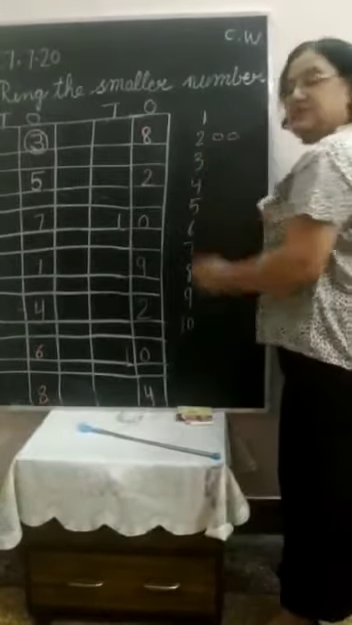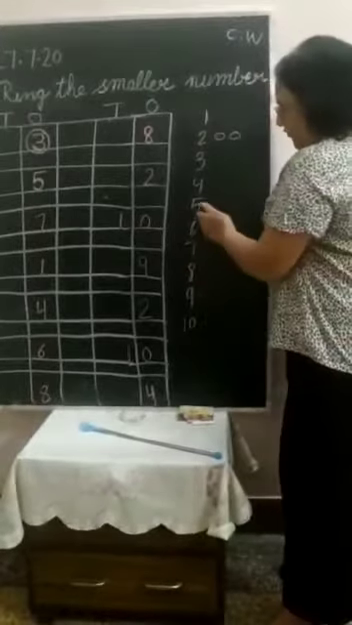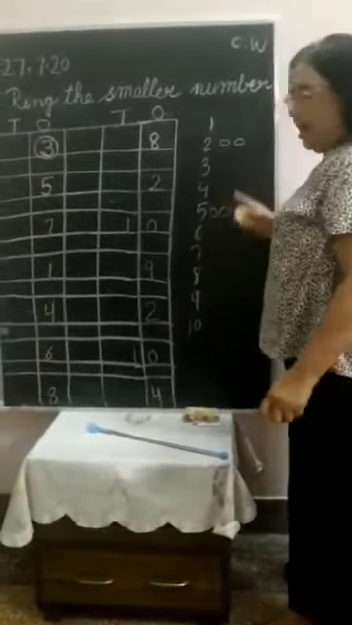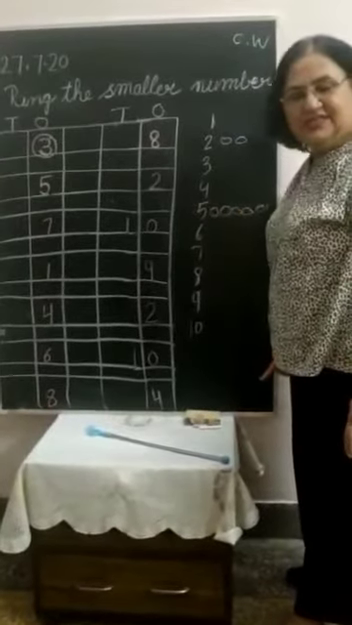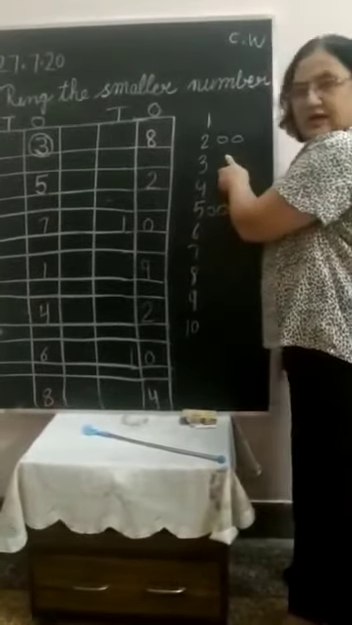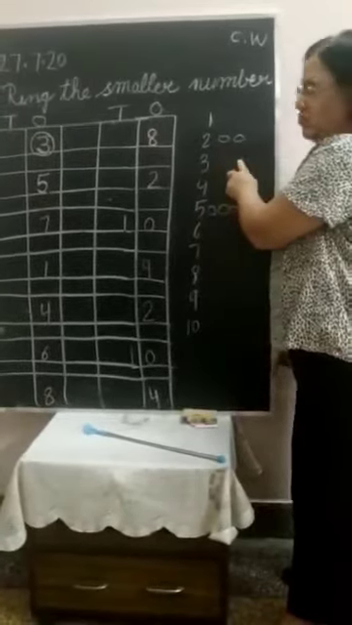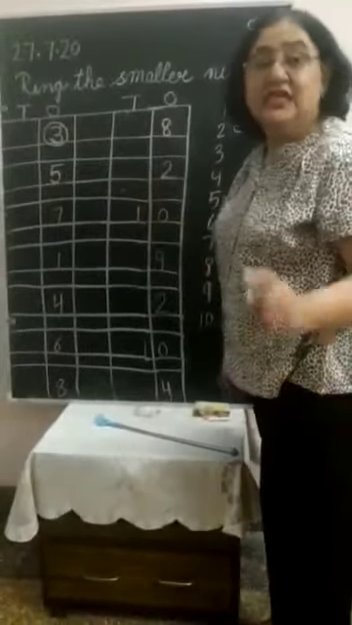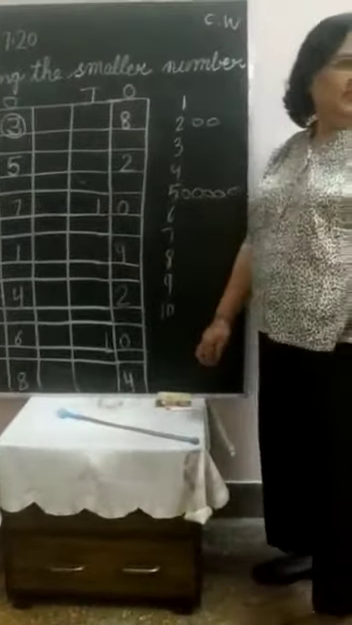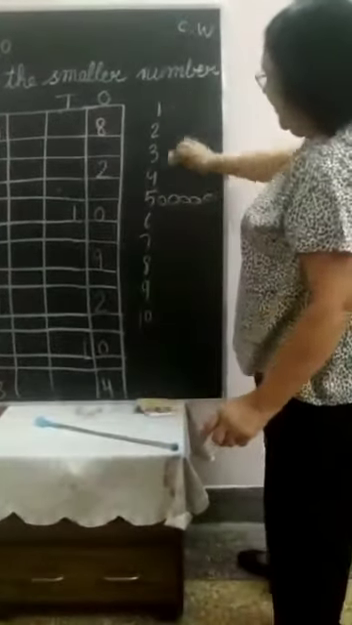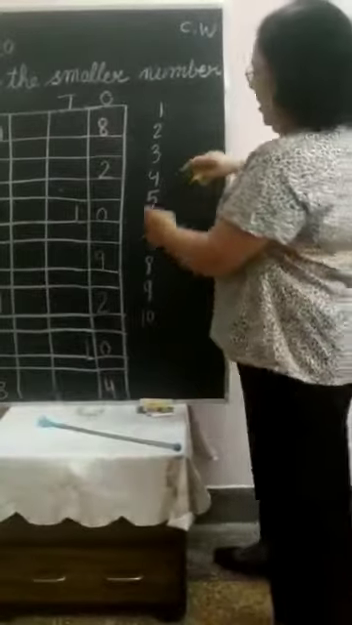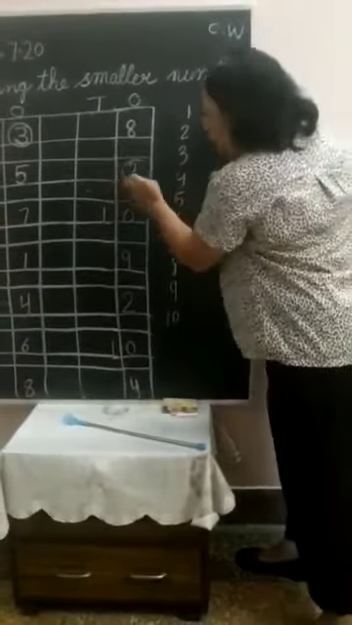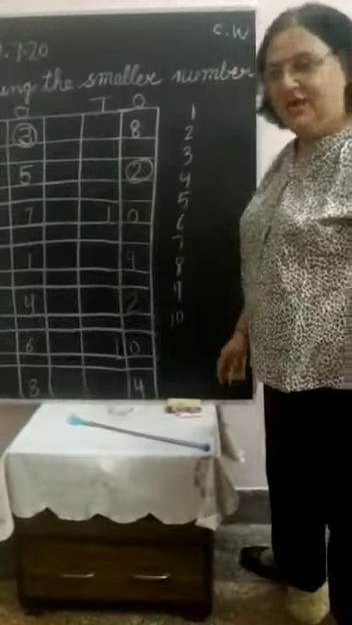Suppose 5 में इसमें कितने हैं? 1, 2, 3, 4, 5 circles. कम कहाँ है circle? Where is less circles? Here. तो this number is smaller. 5 और 2 में से जो पहले आ जाता है, that is smaller. अब 5 और 2 में से क्या पहले आया? 2. तो then we will circle the 2.